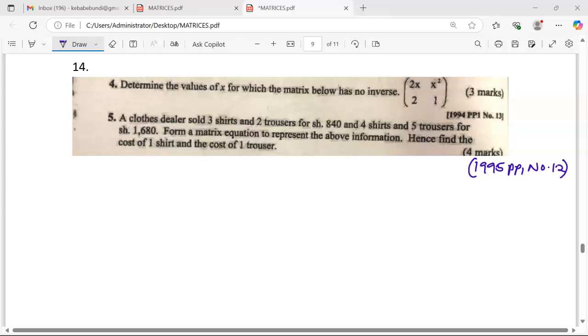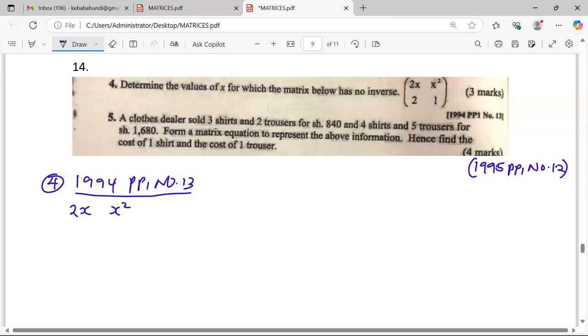We have two questions on matrices, and we are going to begin with the first question. That is question number 4 according to the list, a question that was done in K.C.S.E. 1994, paper 1, question number 13. The question reads: determine the values of x for which the matrix below has no inverse. The matrix has elements 2x, x squared, 2 and 1.